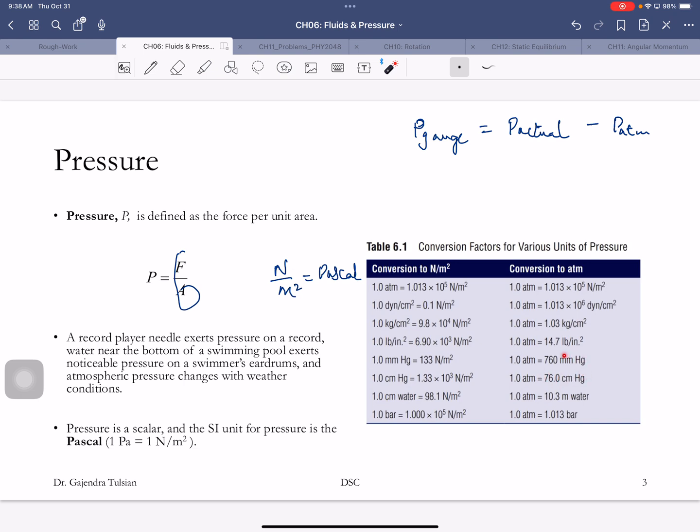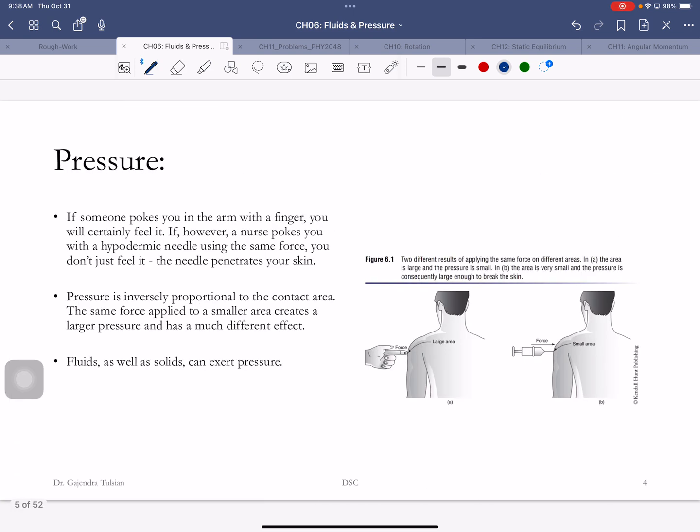This is a unit that's often used in the medical industry. So the blood pressure, when they say it's 120 by 80, what do they mean? What are the units? It's 120 millimeters of mercury by 80 millimeters of mercury. Okay? And that is a gauge pressure. We'll see this.